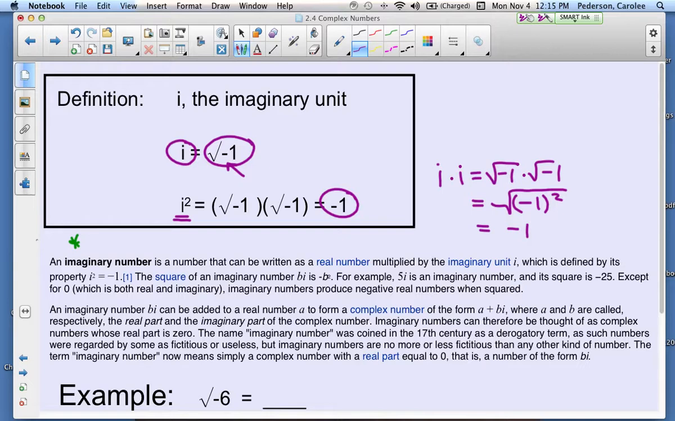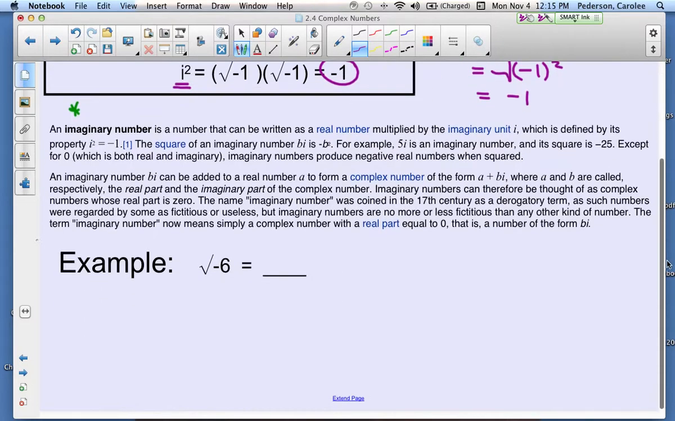So here's an example below. Again, feel free to pause if you want to read about the imaginary numbers and complex numbers. The square root of -6. Notice there is a negative here, so you're going to replace that with an i out in front, and then 6. And that 6 will stay underneath, so i square root of 6.